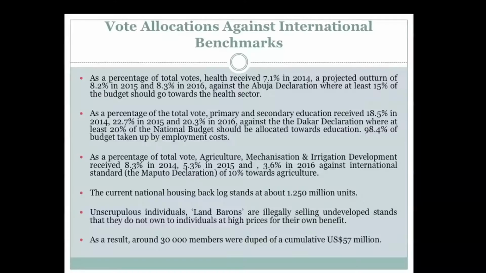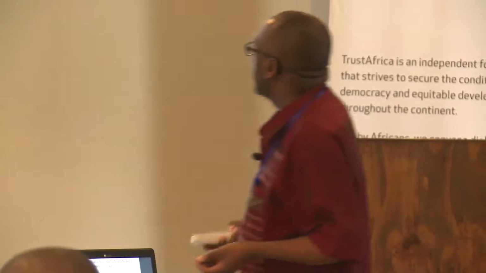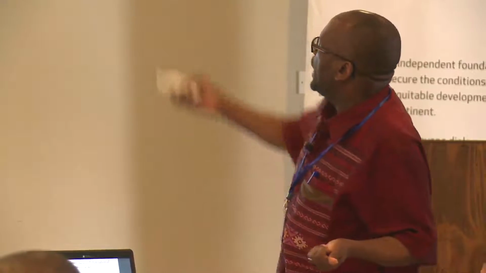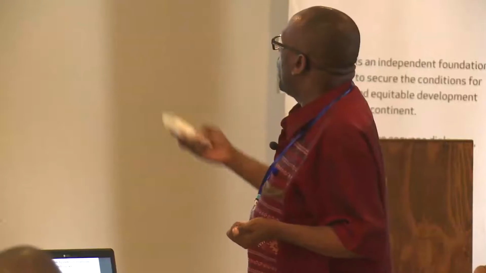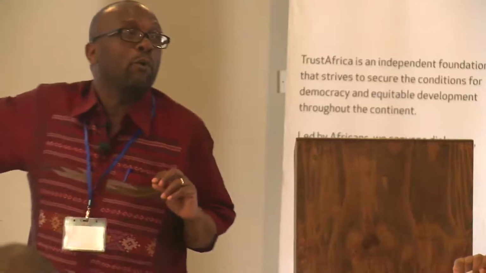So you can look then at the vote allocations from a developmental point of view. I just did this just to show you. If we look at socioeconomic rights, education is important, healthcare is important, and all those things. If you look at how we commit ourselves in terms of budget allocations, you find that we are not even moving. We are at 8% of the budget. And then the Abuja declaration says we must be allocating 15% of the budget towards healthcare. If you look at education, that's where basically we are meeting the Dakar declaration of at least 20%. But alas, 98.4% of that budget is going towards the employment costs.